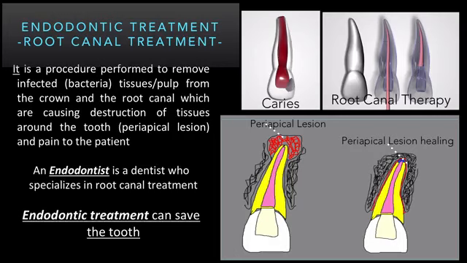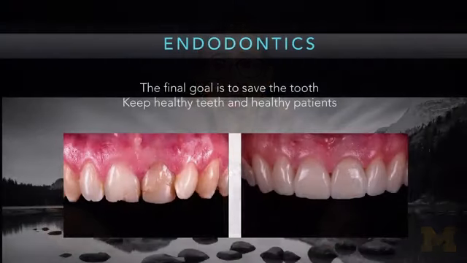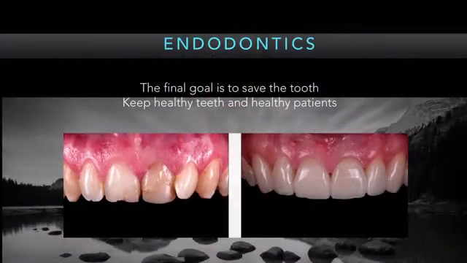Endodontic treatment then is going to save teeth. And if we save teeth, we're going to have really healthy teeth, healthy patients, and happy patients. That is the final goal of endodontics: saving teeth. So what is a healthy tooth? When we talk about the healthy tooth, we need to talk about the healthy pulp.